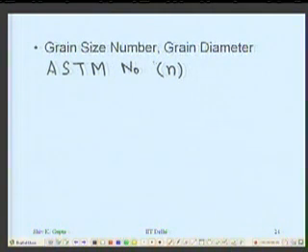A stands for American, S for Society, T for Testing, M for Materials. That is American Society for Testing and Materials. Please, it's not testing of materials, it's testing and materials. Right? And this standard is what we use.